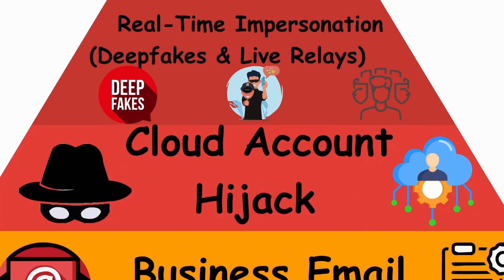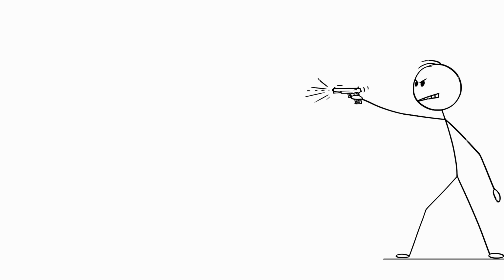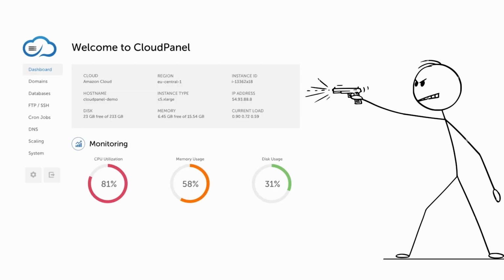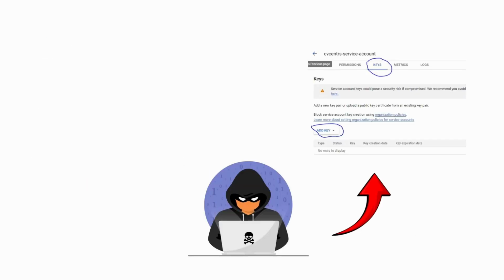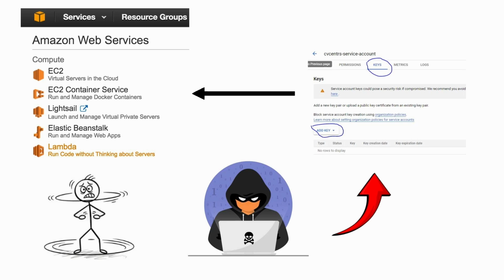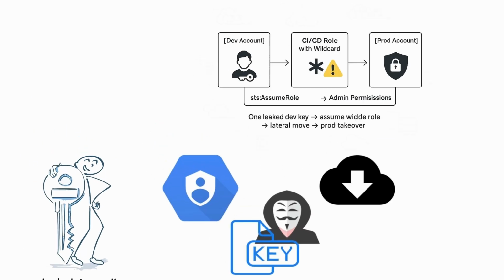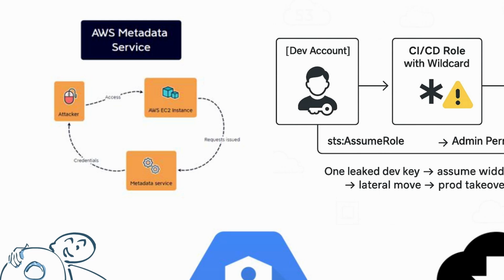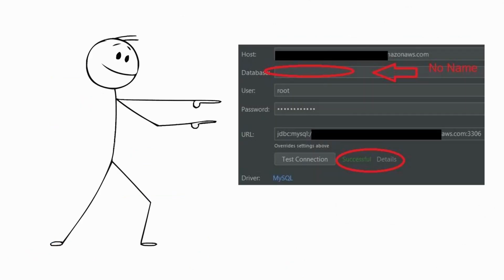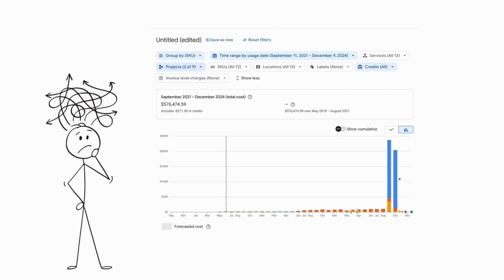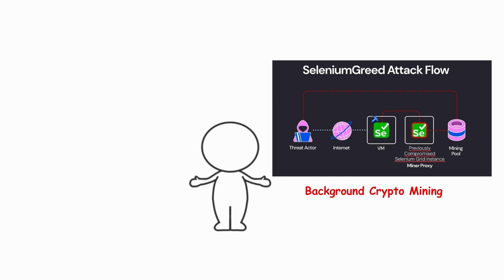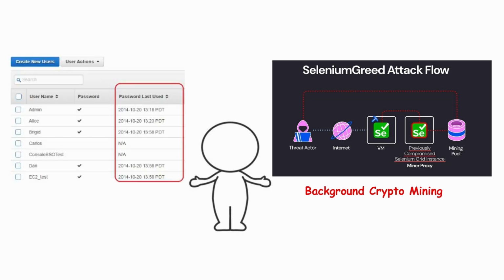Level 8. Cloud account hijack. This level targets your cloud control panel. The attacker gets a key or token and spins up power you pay for. It happens when access keys leak, a role has too much power, or a server hands out credentials too freely. You'll see new cloud resources you didn't create, big egress bills, background crypto mining, or sudden permission changes.